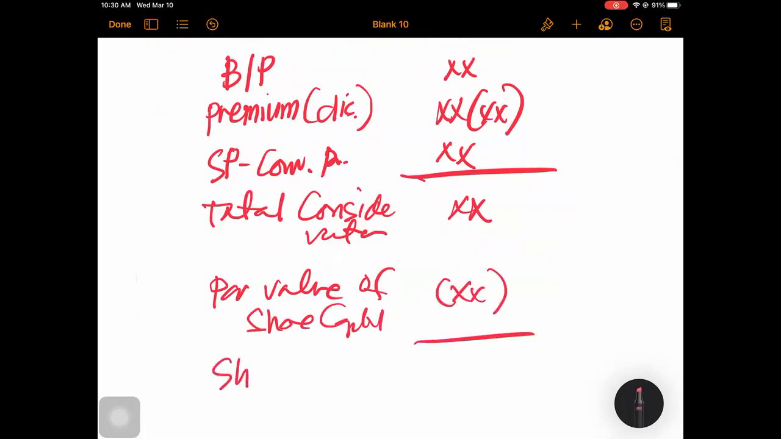Okay, to compute the share premium. Pila sobra niya.